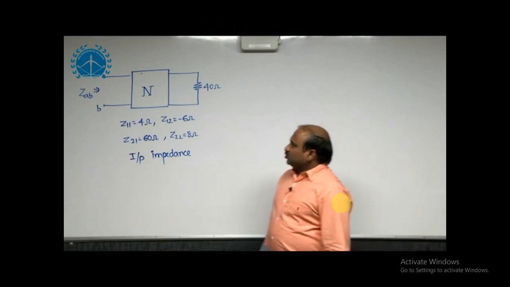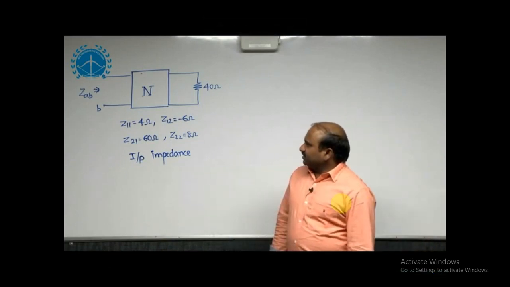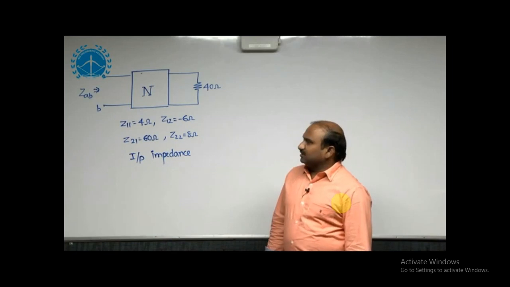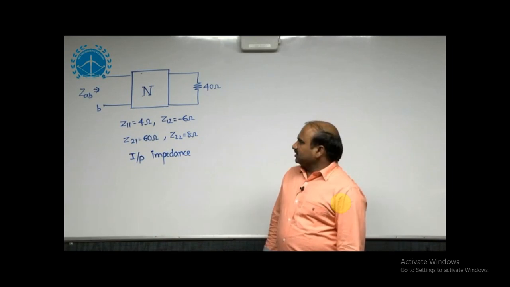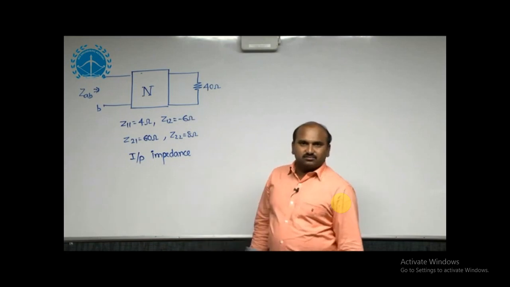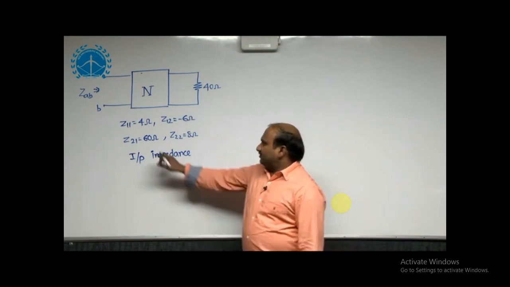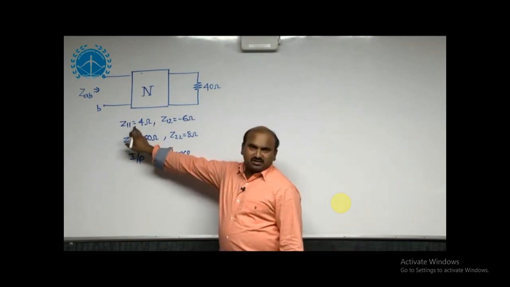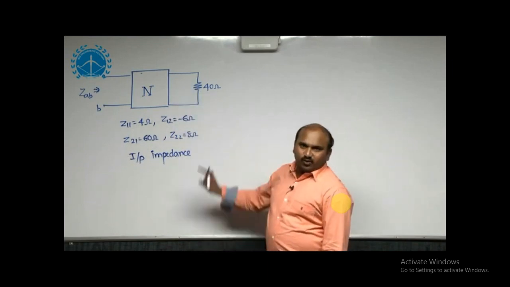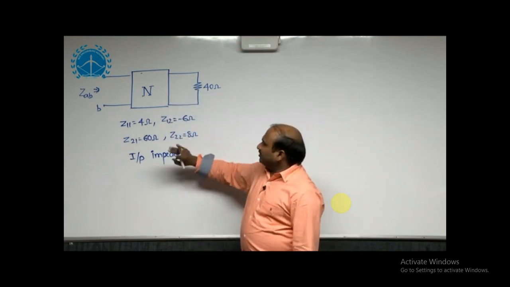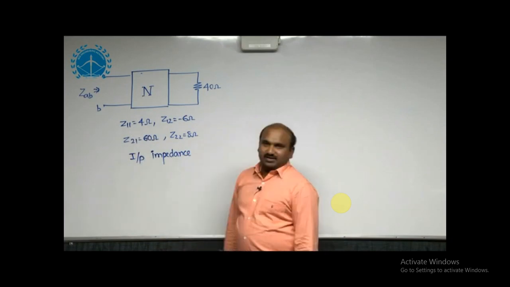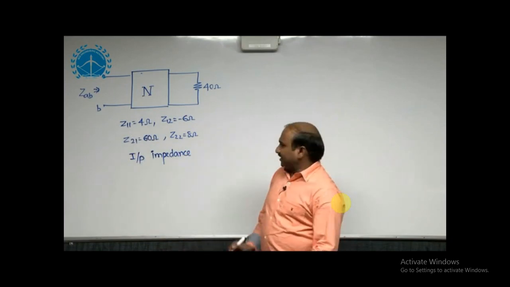For this two-port network, we need to estimate the input impedance. Whenever any two-port network is there, input impedance is not equal to Z11 whenever the load is connected. Why? Because Z11 is the input impedance or driving point impedance when the output is open circuit. If the load is connected, Z11 is not equal to the input impedance. We need to estimate that input impedance.